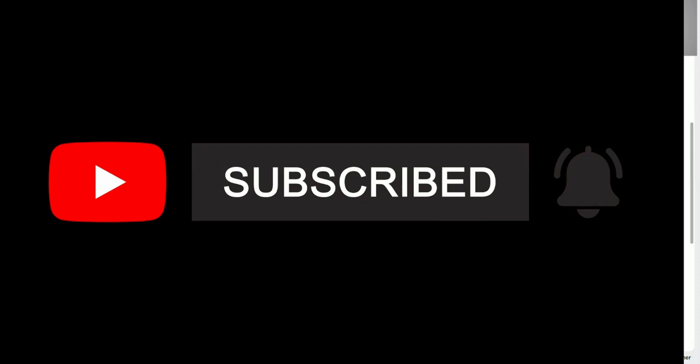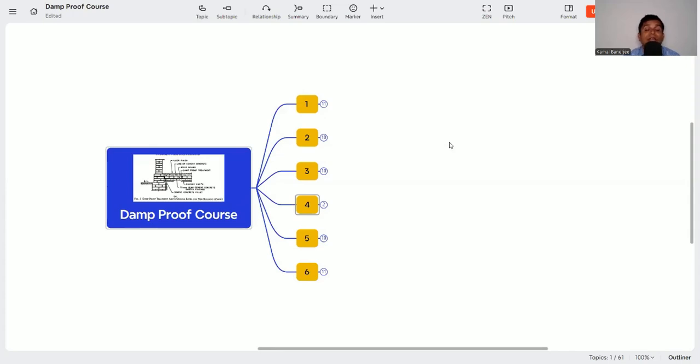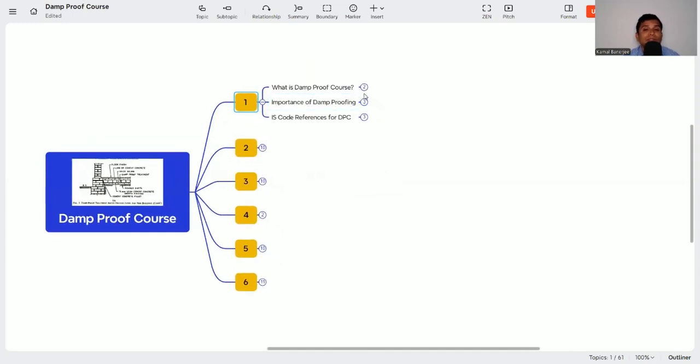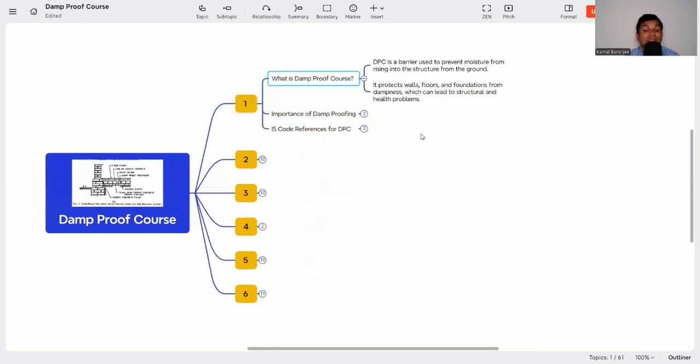So without wasting time, let's jump into the subject, that is damp proof course. First thing we need to know, what is the damp proof course? The definition: DPC, or damp proof course, is a barrier used to prevent moisture from rising into the structure from the ground.